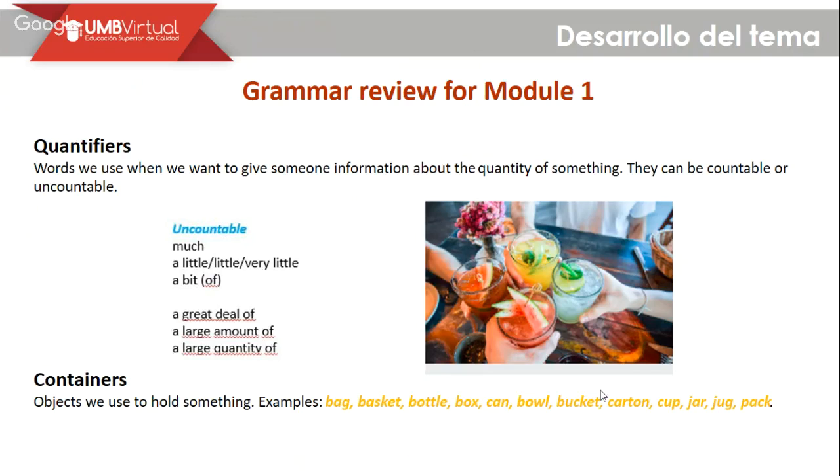Entonces, cuando nosotros estamos hablando de bebidas, en este caso podemos utilizar can, pero eso hace referencia específicamente a there is a can of soda, right? Bowl. There is a bowl of cereal, una taza de cereal. Bucket, carton, cup, jar, jug, and pack, ¿ok? Para que ustedes tengan en cuenta ese vocabulario del cual también pueden hacer uso.